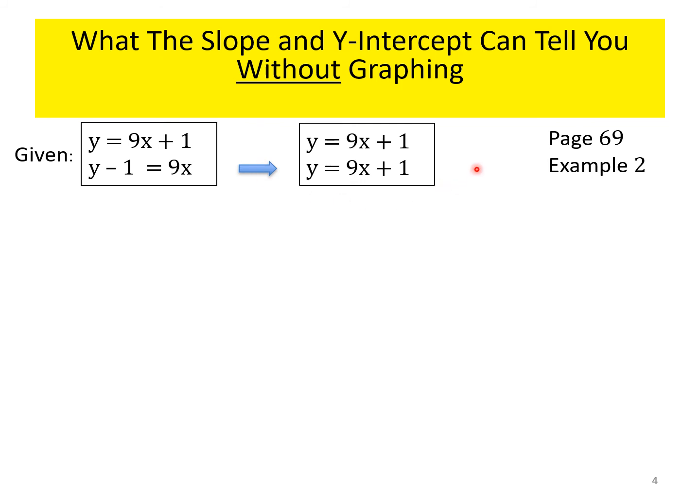And remember, when they're exactly the same, your two lines are going to graph exactly one on top of each other, and that means that everything is the same, and you're going to have infinitely many solutions. Well, if by chance you didn't remember that, look at the slope. The slopes are the same.